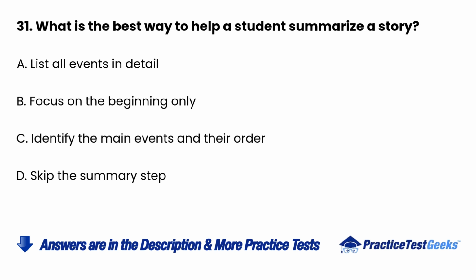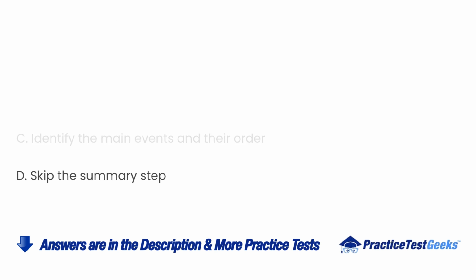31. What is the best way to help a student summarize a story? A. List all events in detail. B. Focus on the beginning only. C. Identify the main events and their order. D. Skip the summary step.